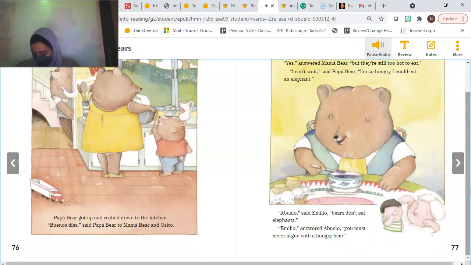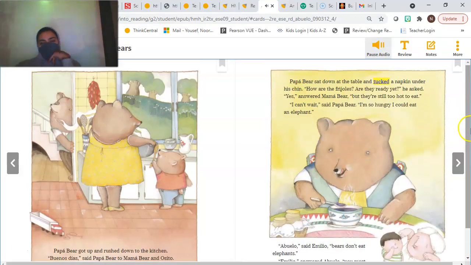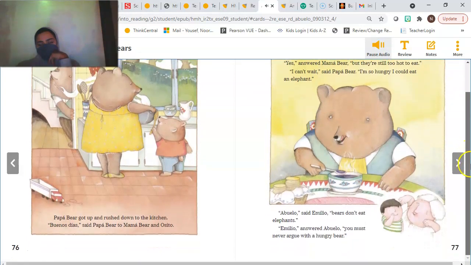Papa Bear got up and rushed down to the kitchen. Buenos dias, said Papa Bear to Mama Bear and Osito. Papa Bear sat down at the table and tucked a napkin under his chin. How are the frijoles? Are they ready yet? He asked. Yes, answered Mama Bear, but they're still too hot to eat. I can't wait, said Papa Bear. I'm so hungry, I could eat an elephant. Abuelo, said Emilio. Bears don't eat elephants. Emilio, answered Abuelo, you must never argue with a hungry bear.